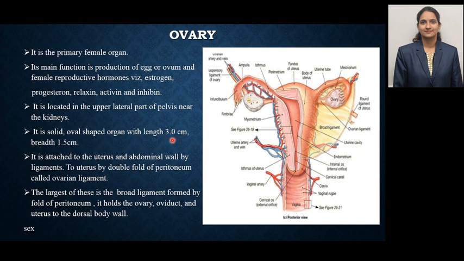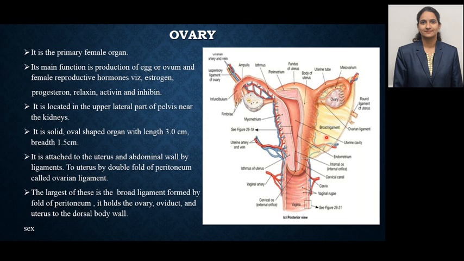It is attached to the uterus and abdominal wall by a ligament. See, from this diagram it is very clear. These are the ovaries. This is the oviduct. This is the uterus, vagina. Now, it is an attachment of the uterus and abdominal wall by a ligament. See, this is the ligament which is called the broad ligament.